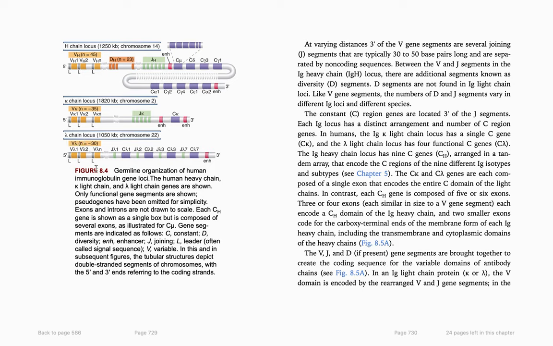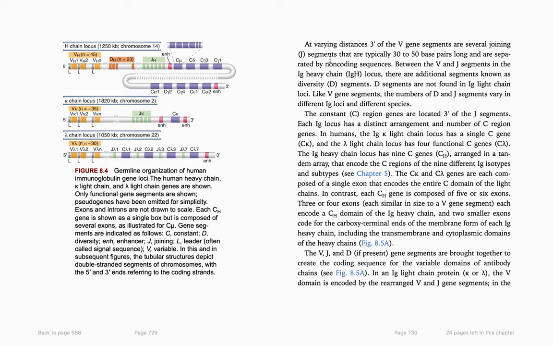So, germline organization of the human immunoglobulin gene loci: the human heavy chain, kappa light chain, and lambda light chain genes are shown. Only functional gene segments are shown. Pseudogenes have been omitted for simplicity. Exons and introns are not drawn to scale. Each C gene is shown as a single box, but it is composed of several exons, as illustrated by the C mu gene.